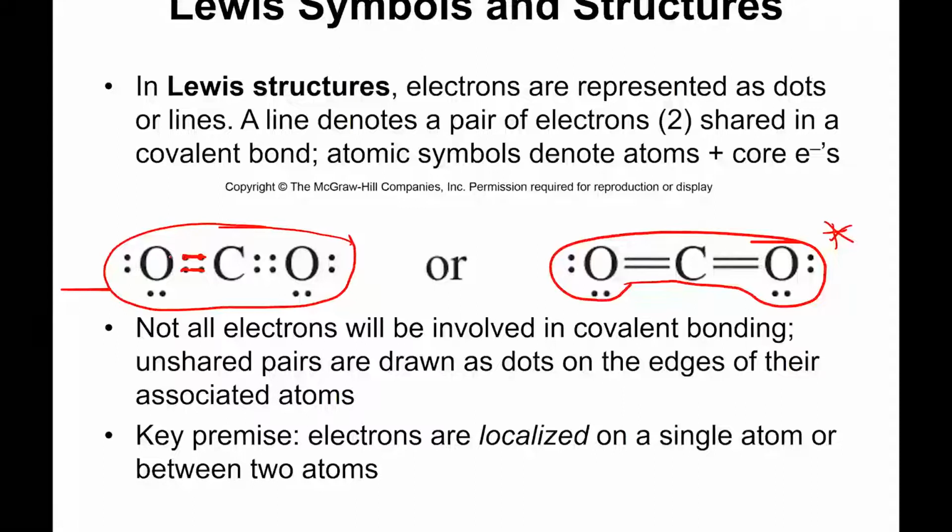Remember that electrons are localized on a single atom or between two atoms. They're not just floating around randomly. Either they're part of that one atom or they're shared as a bond.